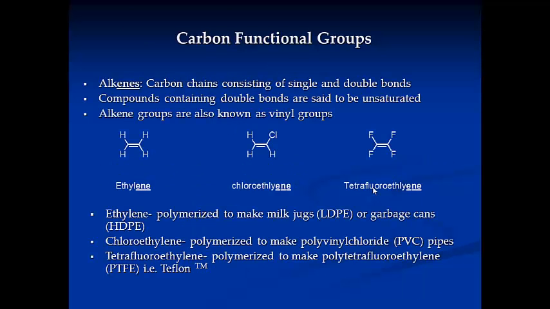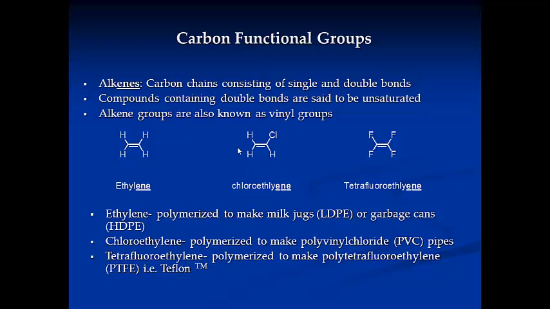So another functional group that falls in this family are alkenes. And these are again carbon containing compounds that contain double bonds. Right. So you have at least one double bond somewhere in that compound in order for it to be called an alkene. Alright, this particular compound is ethylene. This is chloroethylene, which is the base compound for PVC pipe, vinyl chloride.